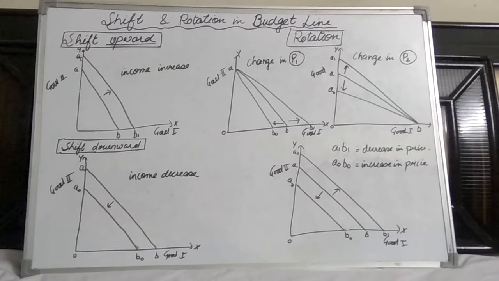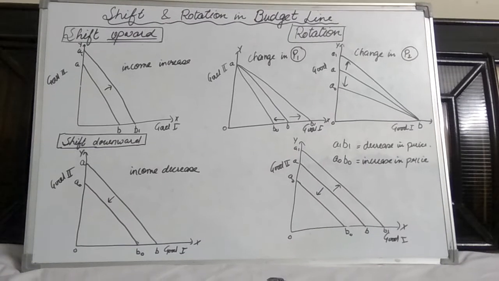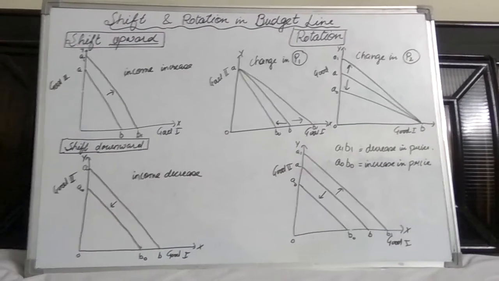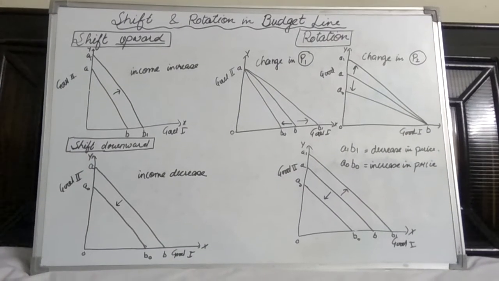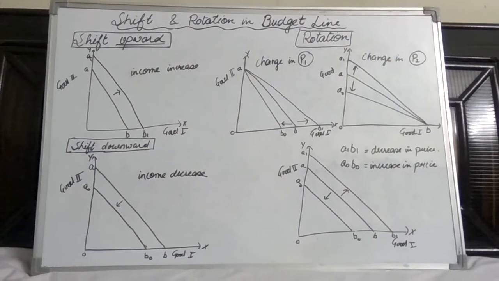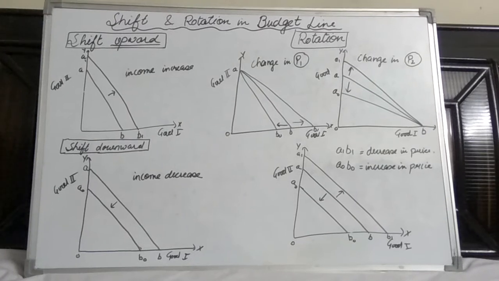So when the second good becomes cheaper, the consumer can buy more. When the good becomes dear, he can buy less. So these were two cases of rotation.